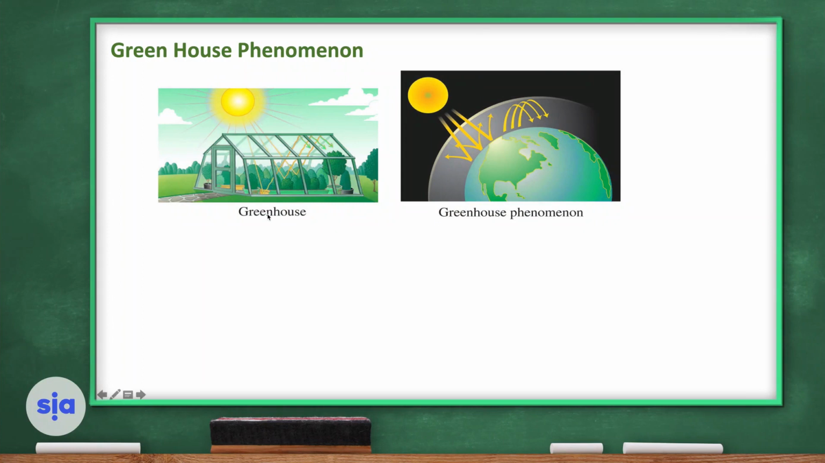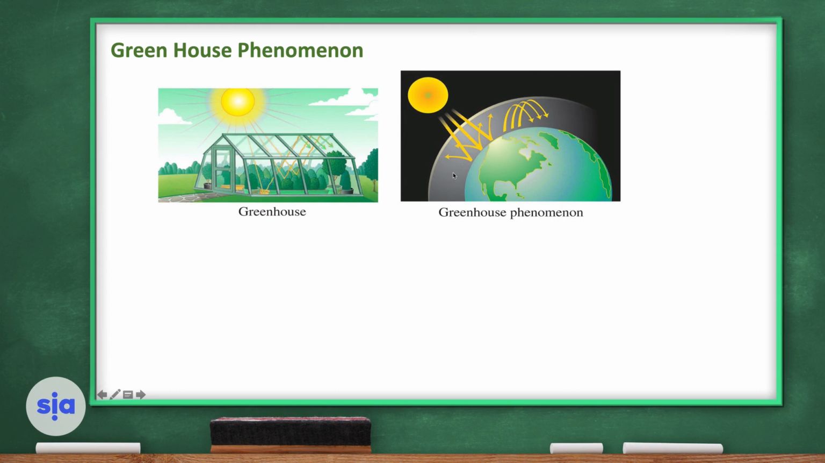Let me tell you something. The greenhouse name comes from the greenhouse building where we cultivate some plants. The phenomenon of the greenhouse effect of global warming of planet Earth comes from the term greenhouse for this building which we use to cultivate plants in it. Let's see together. This is the greenhouse, and this is the greenhouse phenomenon of the atmospheric layer.